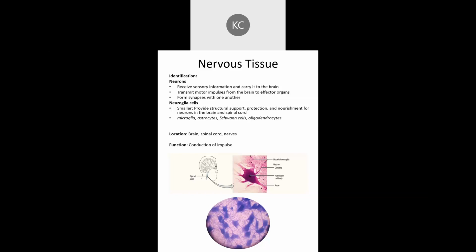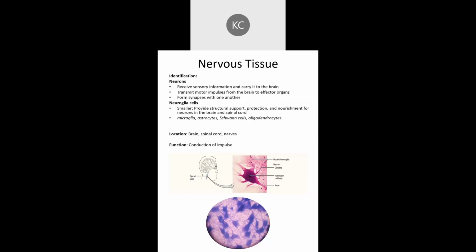The other type of cell are the neuroglial cells. Right. So neuroglial cells are what you can think of as supporting cells, right? So these are going to provide structural support, protection, and nourishment to the various neurons and the tissue of the brain and the spinal cord and the rest of the nervous system. So different examples of these are microglia cells, astrocytes, Schwann cells, and oligodendrocytes. Two really important ones, they're all important, but two that we'll talk about in detail in later lectures are Schwann cells and oligodendrocytes. These help form something called the myelin sheath.